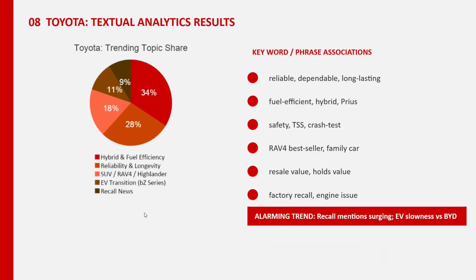Now this pie chart, just more Visme knowledge. This is the heart of the analysis right here. We're looking at Toyota's Brandwatch results. Now, this pie chart on the left breaks down what people are actually talking about when they mention Toyota online. The dominant conversation cluster at about 34% of all topic mentions centers on hybrid vehicles and fuel efficiency.